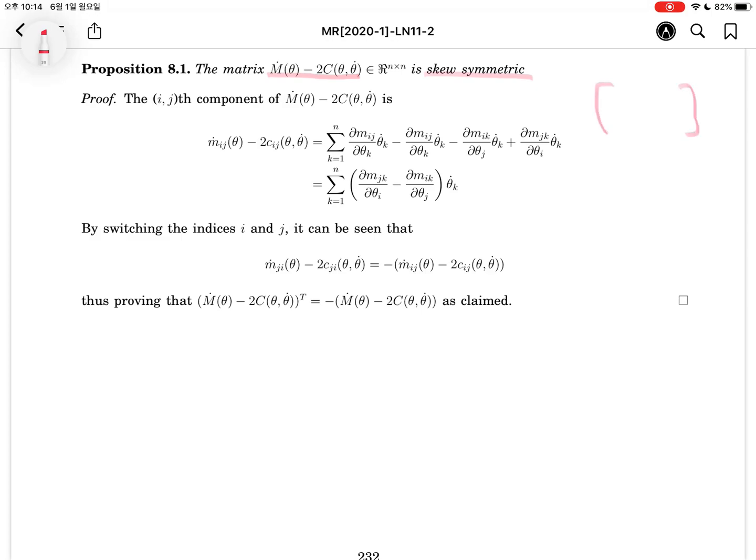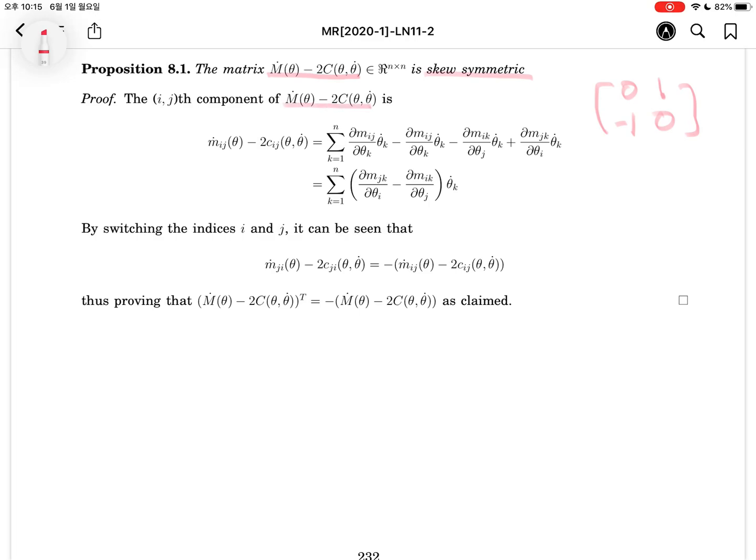Maybe you know skew symmetric. In the skew symmetric case, all the diagonal terms are 0. If an off-diagonal term is chosen as 1, the corresponding off-diagonal term will be negative. That is called skew symmetric. So in order to be a skew symmetric matrix, the diagonal terms should be 0.